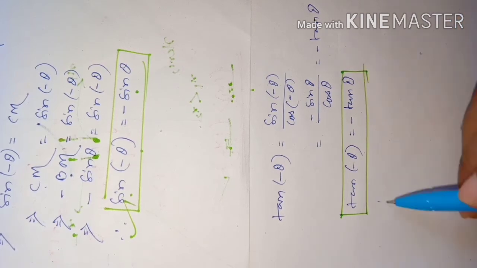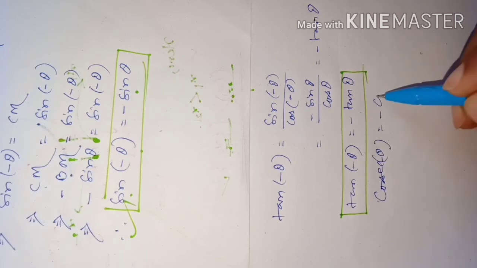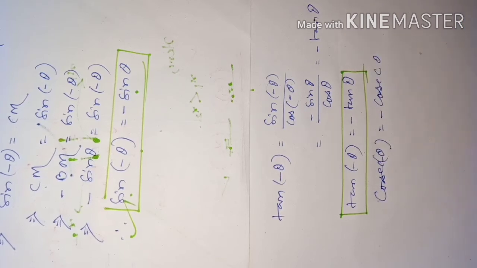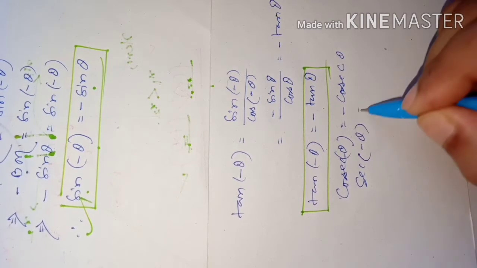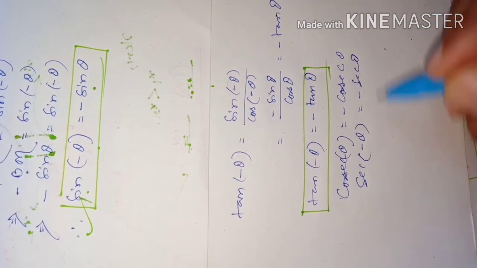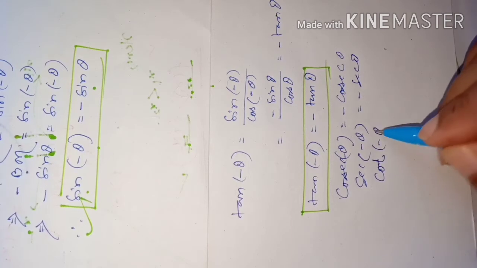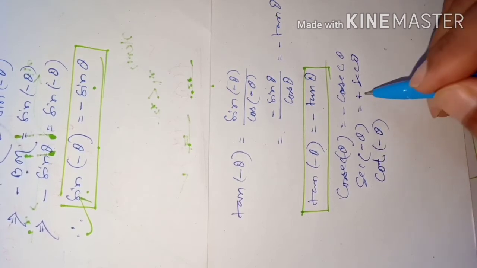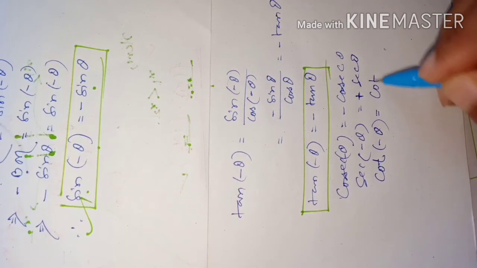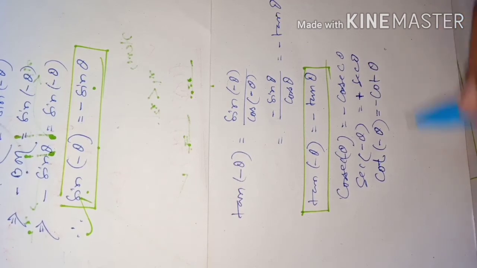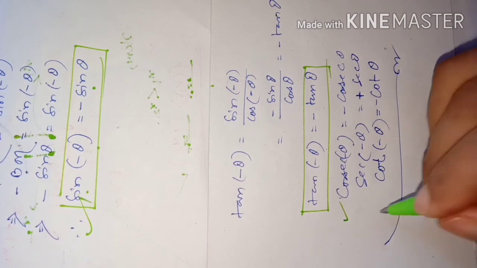Cosec of minus theta will be minus cosec theta, because it is the reciprocal of sin theta. Then sec of minus theta will be plus sec theta, not minus, and cot of minus theta will be minus cot theta, since it is the reciprocal of tan theta. Clear, dear students? This list, please keep in mind.